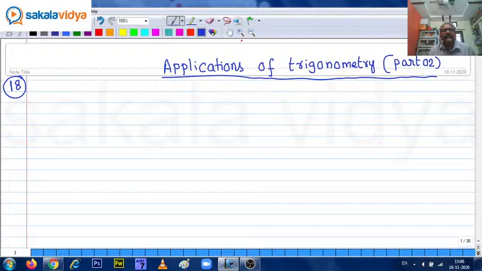So we have been discussing the problems on applications of trigonometry, that is heights and distances.